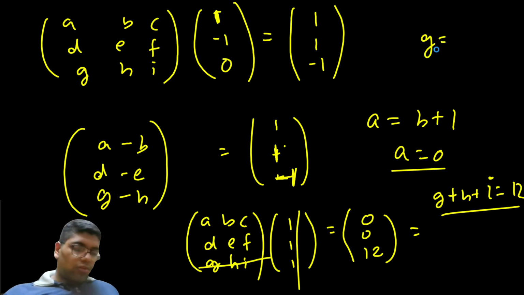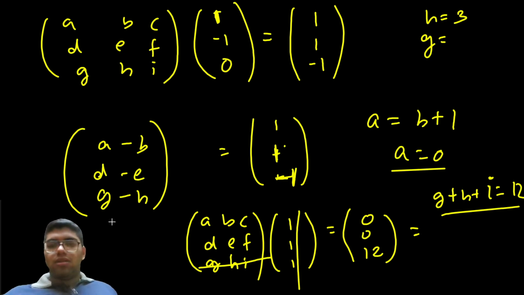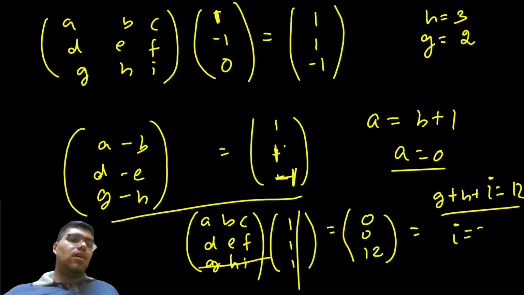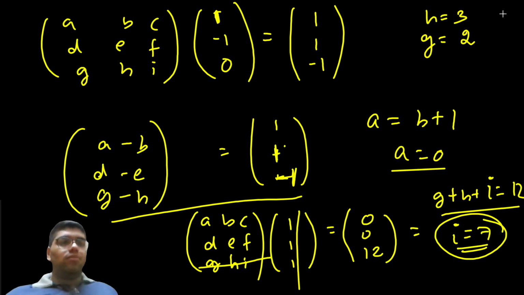So g, what do we have? We have h and not g. We have h as 3, and yes, from this equation we can find g. So g is equal to h minus 1, so g is 2. So this is 5, so what is i is 7 from these two equations.